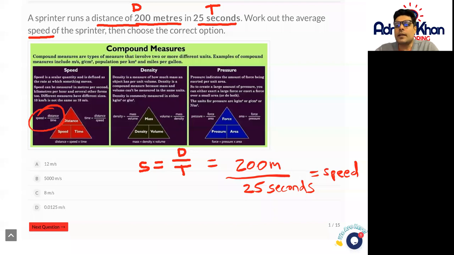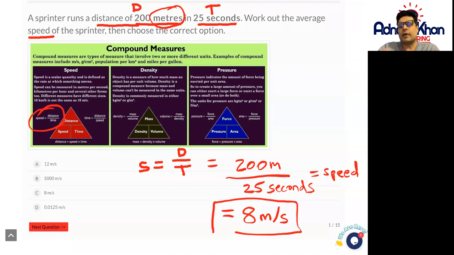You can use a calculator. 200 divided by 25 seconds is going to give you an answer of 8. Because we're measuring this in meters according to our question, this will be 8 meters per second as our final answer. By all means, do use a calculator for the various questions, but please remember that these formulas are ones you will have to learn and memorize for your exams going forward.